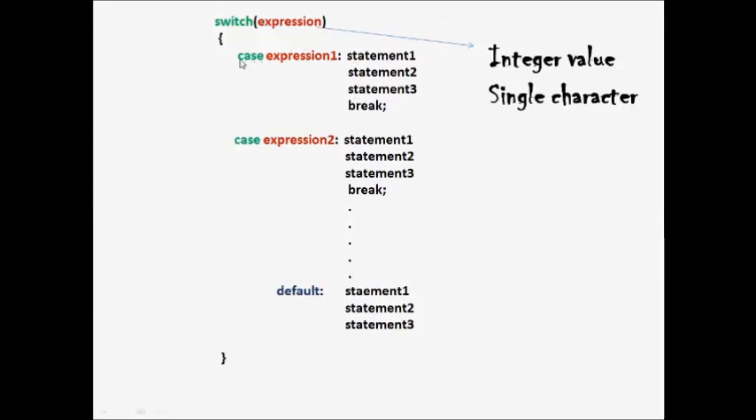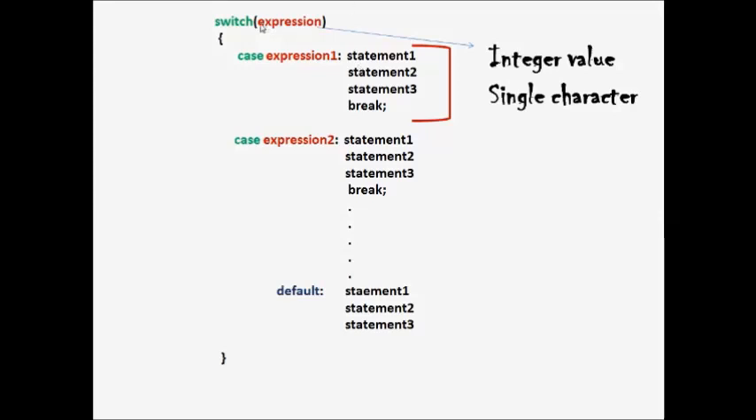First you need to write the keyword case, and after that you need to write an expression. As you can see here, this group of statements has this case label, the keyword case and after that expression 1. And this group of statements has this case label. So how does this switch statement work? If the value of the expression in the parentheses along with switch is the same as the value of expression 1, then the group of statements associated with this case label will be executed.